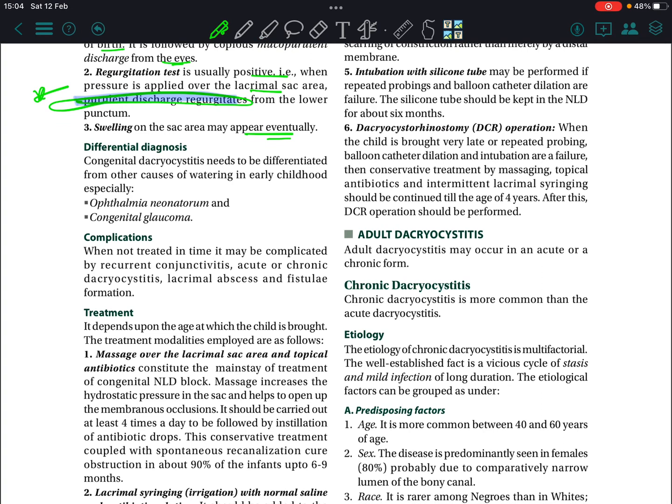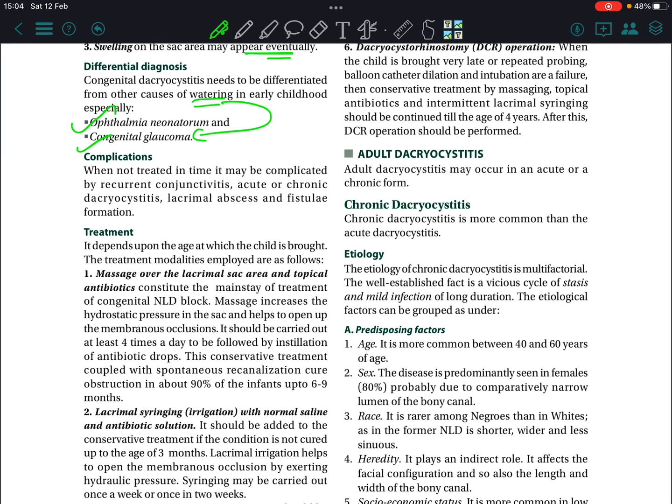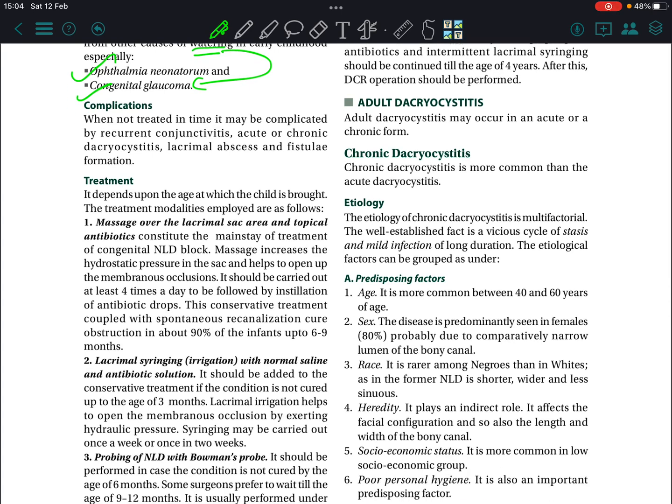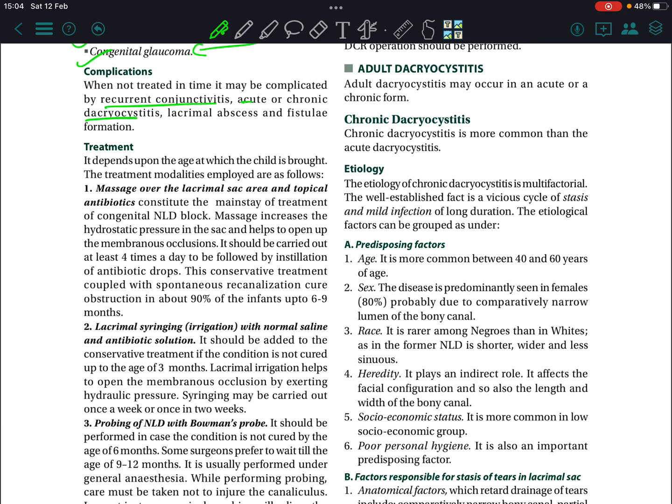Differential diagnosis: it is differentiated from other causes of watering in early childhood, such as congenital glaucoma, buphthalmos, which is also a cause of watering. Complications: if not treated in time, it may complicate into recurrent conjunctivitis, acute or chronic dacryocystitis, lacrimal abscess, and fistula formation.